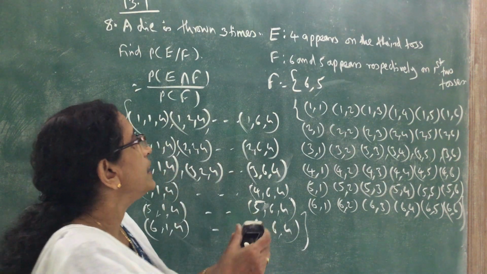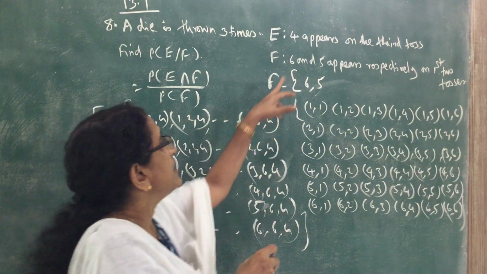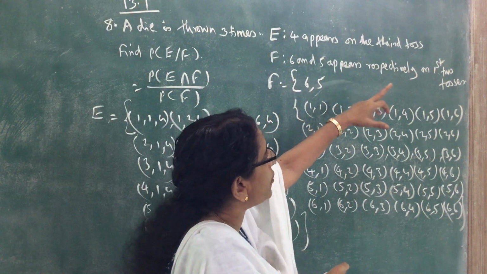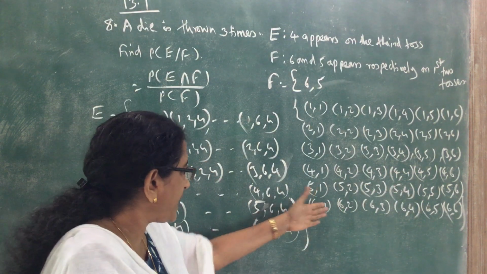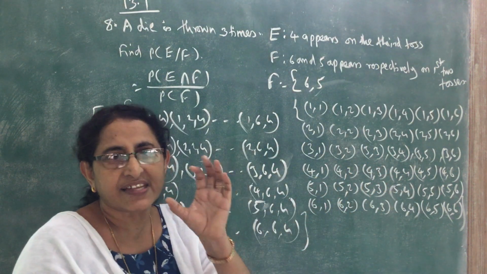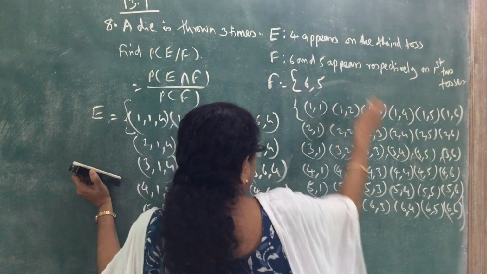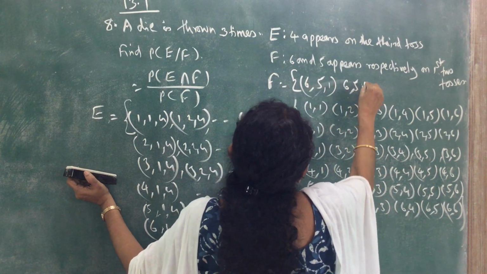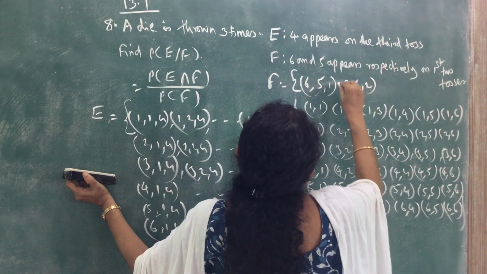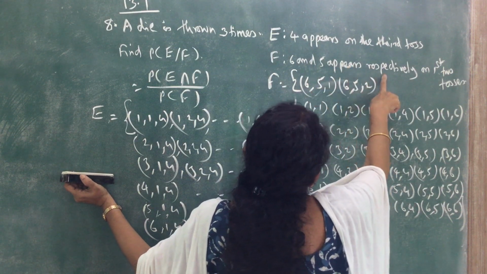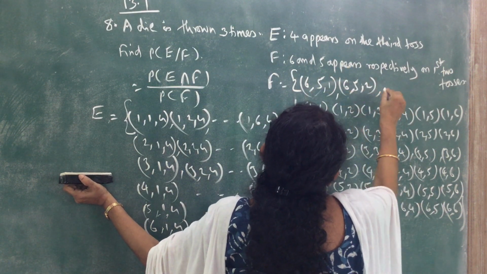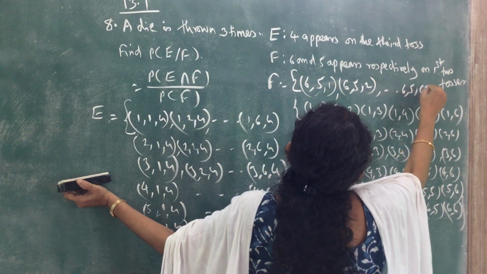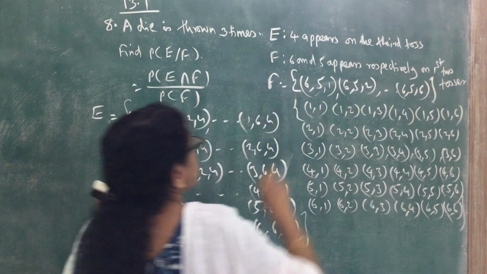6 elements are there. All those 6 we have to write, because 6 and 5 appear respectively on the first 2 tosses. Only that; the remaining are not like that. So 6, 5, 1; 6, 5, 2; etc.; 6, 5, 6. These are the 6 elements in F.